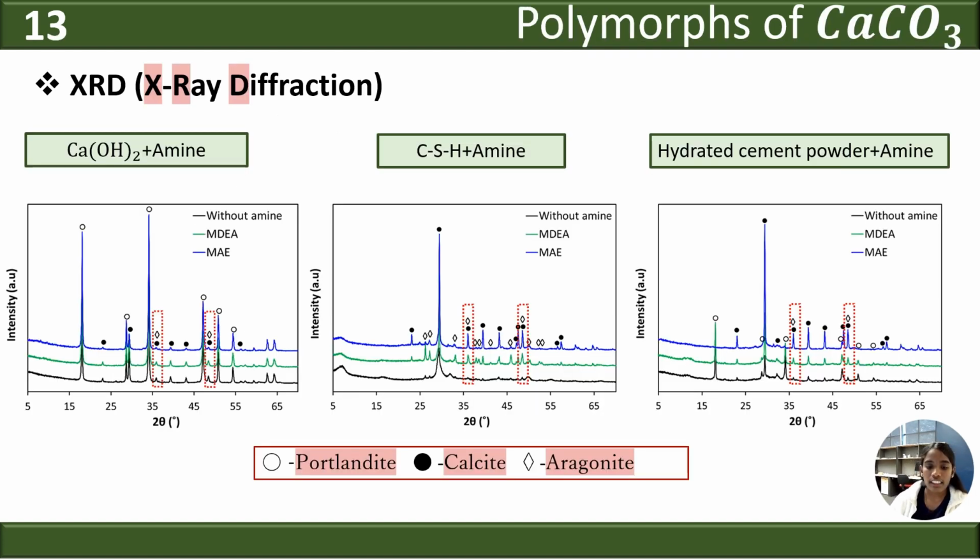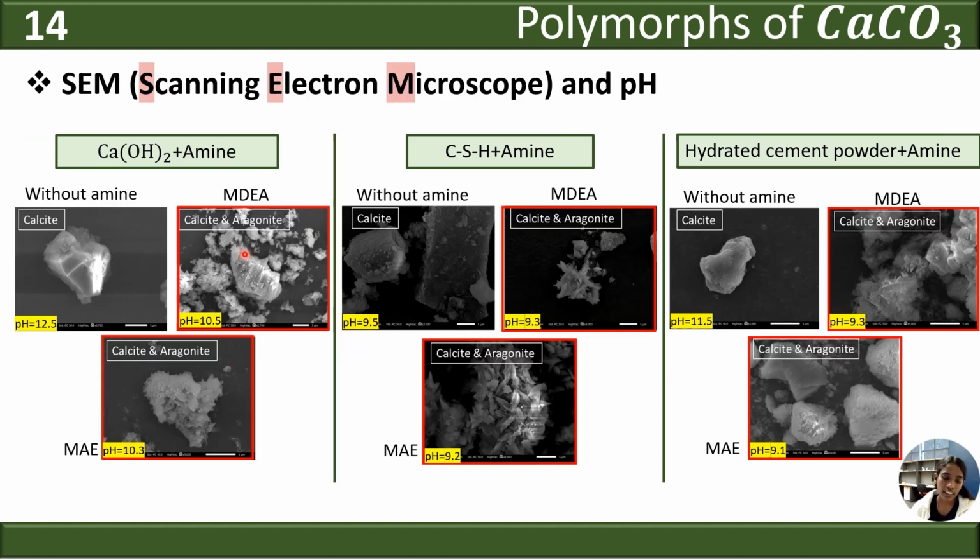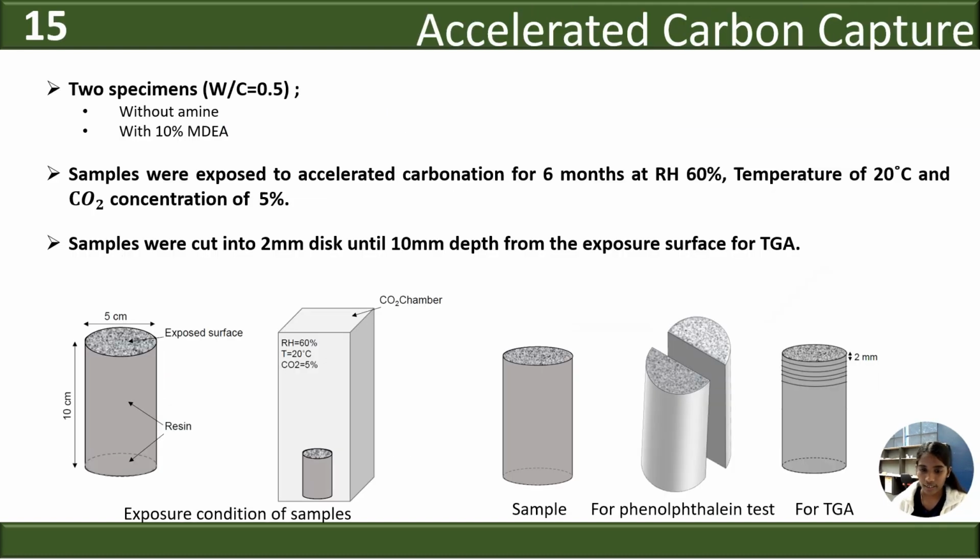And then we studied the XRD analysis. Here we can see that in the presence of amines such as MDEA and MAE, we can see the aragonite formation. This is further confirmed with the SEM images. Here we can see that flower-like, needle-like material is observed in the SEM images in the presence of amine. Also, pH is reduced because of the higher carbonation in the presence of amine. However, as amine is a basic solvent, it is balancing the pH above 9.